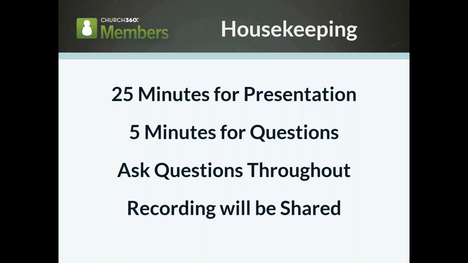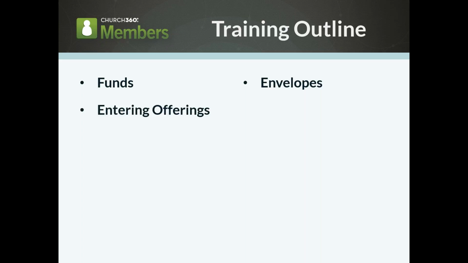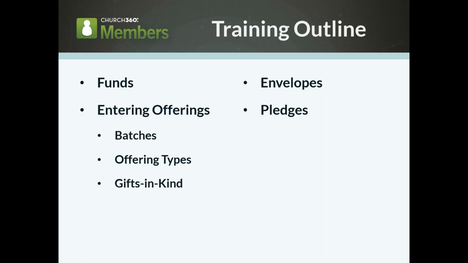And let's take a look at our outline for today. We've got a number of things to cover. First, we're going to start off by looking at funds and talking how to set those up according to your chart of accounts. Then we're going to, I always forget to test the order of my PowerPoint. Let me go ahead and just put this all out, make sure that it's in the right order, so you can see it. Okay, so there we go. Sorry about that. We're going to then go right into entering offerings. We'll look at batches, offering types. We'll look at our new gifts in kind feature and how to use that.